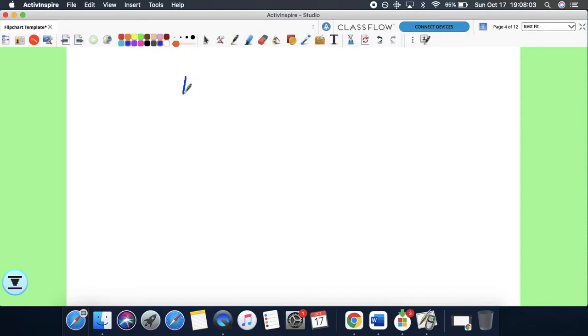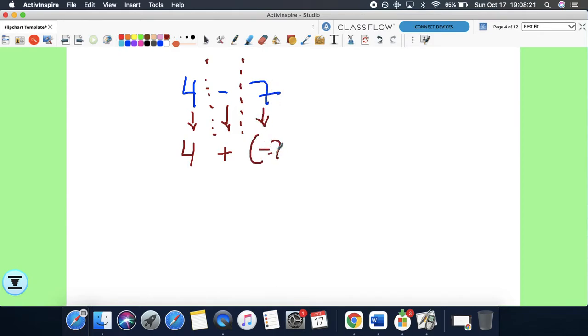So the first question is 4 minus 7. We can change this to an addition. Subtraction becomes addition, and we're going to use the opposite of the second added. The opposite of 7 is negative 7.